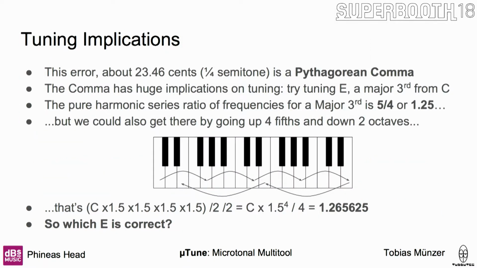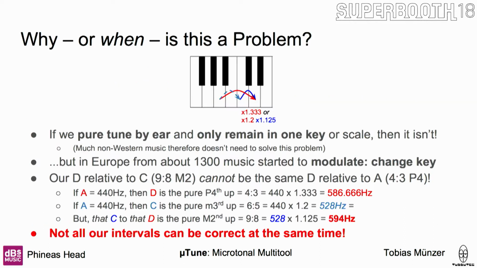So this has implications on tuning as well, because how do you get from, say, a C to an E? Well, C to an E has a perfect ratio, which is 5:4 or 1.25. But you could also go perfect fifth, perfect fifth, perfect fifth, perfect fifth, then down 2 octaves, and again, you get a different number. So which one is correct?